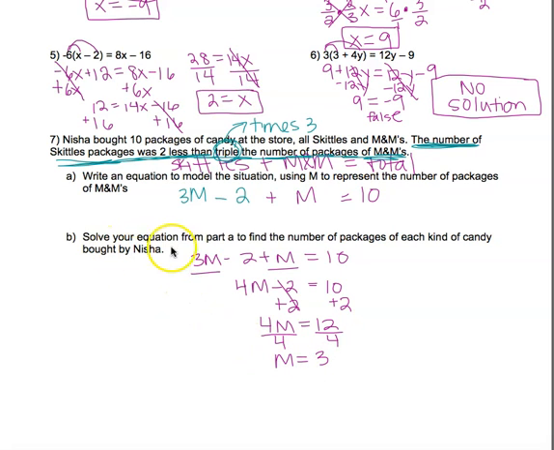Now be careful. It says solve your equation to find the number of packages of each kind of candy. So M was M&Ms, so 3 M&Ms, which means since the total was 10, that she had to have bought 7 Skittles.